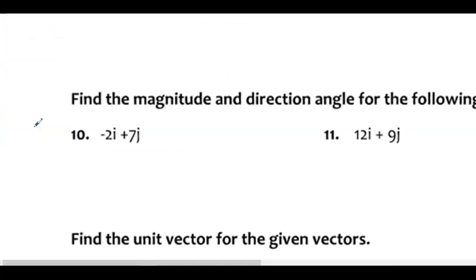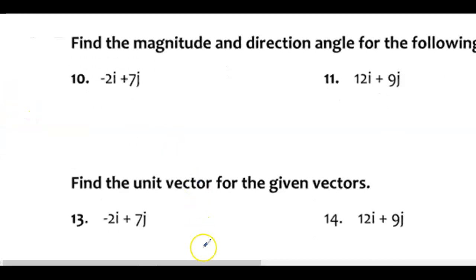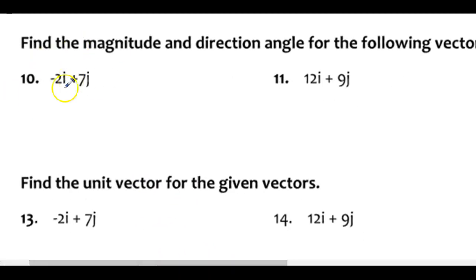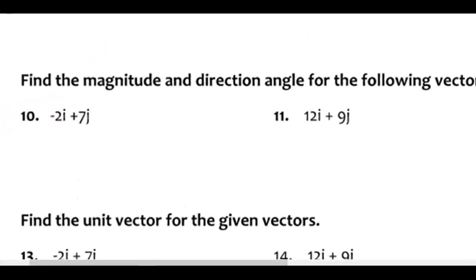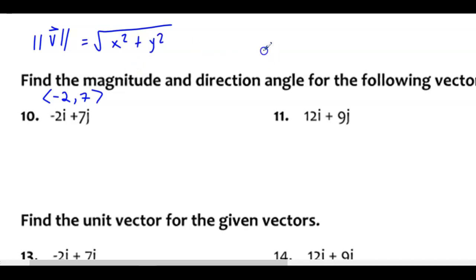All right, for the back here, it says find the magnitude and directed angle. Notice these are already written in linear combination. So we're first going to write this back as a component, which is -2, 7. Now, remember the magnitude of vector v equation is going to be the square root of x squared plus y squared. And to find the directed angle, we do tangent inverse of y over x.